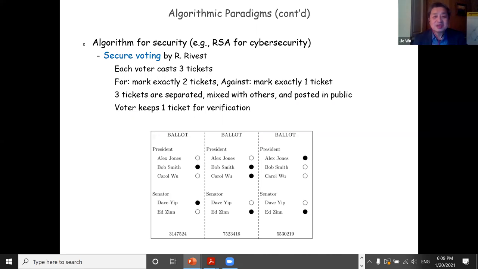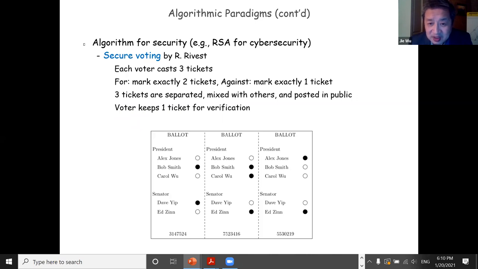Okay, so this is just a very nice algorithm, but this is an algorithm for security. Any questions? If you're interested, you can just Google and find out about this secure voting by Rivest. He's a very smart guy. Probably you know the famous RSA crypto protocol, right? RSA. So he is the R. RSA means the initial last names of the three inventors. So he's the first, Rivest. Okay. Any discussion?